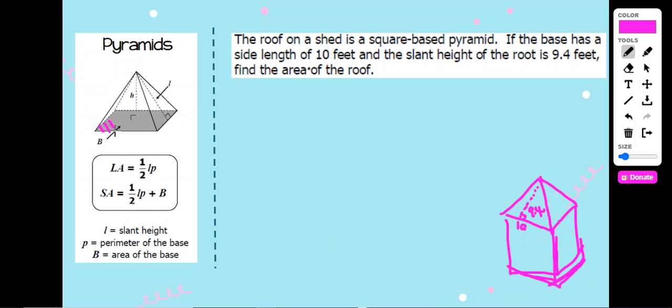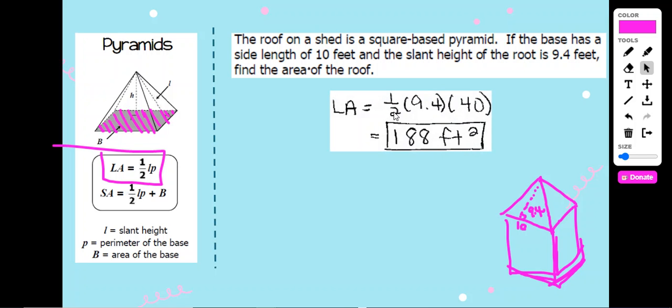So the base of this shape will be excluded from the calculation because it is the part that is going to be in contact with another shape. It's not exposed to the outside of the shape. So in this case, I'm just going to go ahead and use the lateral area formula because I don't need this plus B portion, okay? So I'm going to set it up without the plus B. 1/2 the slant height times the perimeter. It's got 4 sides of the base, and each of them is 10, so 40. Should give me just 188 feet squared. So remember, in a lot of word problems, you need to find just the lateral area and be careful about excluding bases.